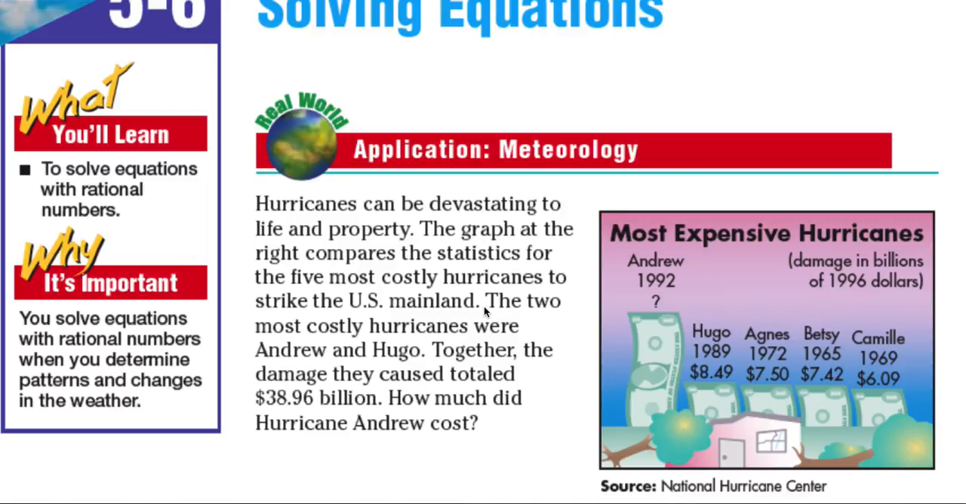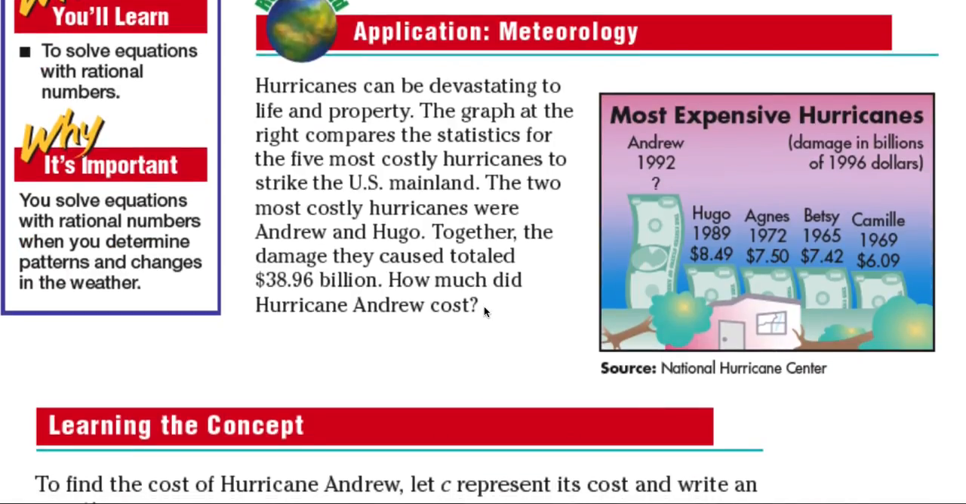Okay, let's take a look at this example in meteorology. Hurricanes can be devastating to life and property. The graph at the right compares the statistics for the five most costly hurricanes to strike the U.S. mainland. The two most costly hurricanes were Andrew and Hugo. Together, the damage they caused totaled 38.96 billion. How much did Hurricane Andrew cost?